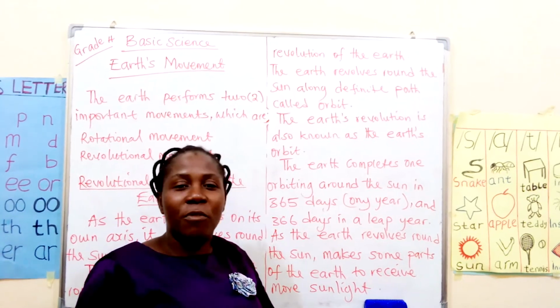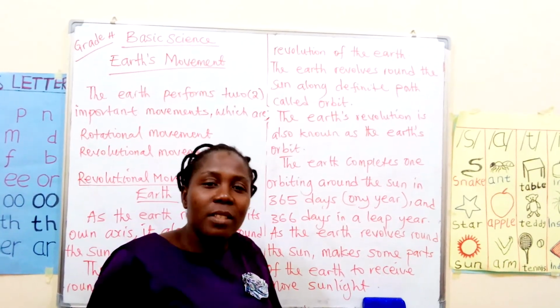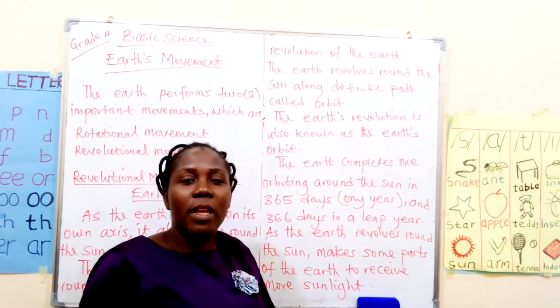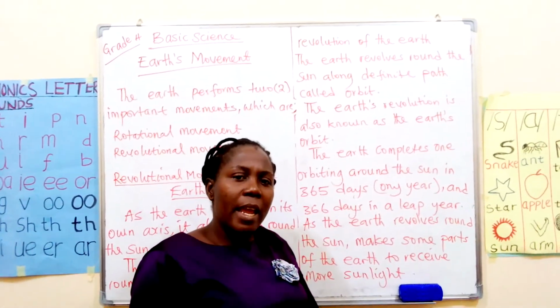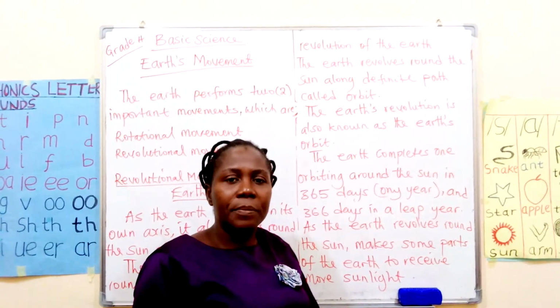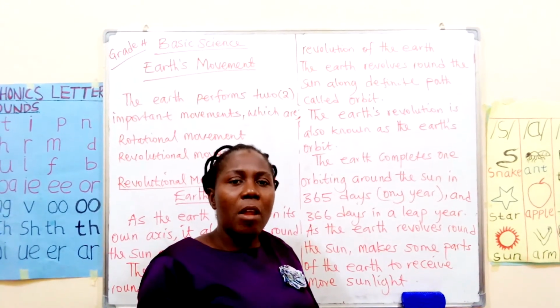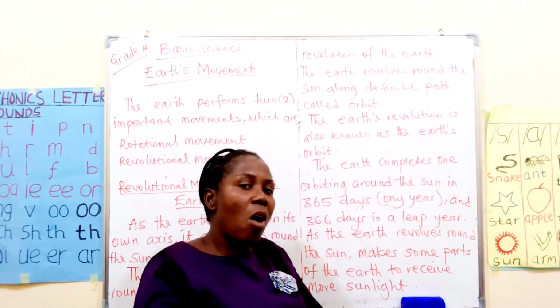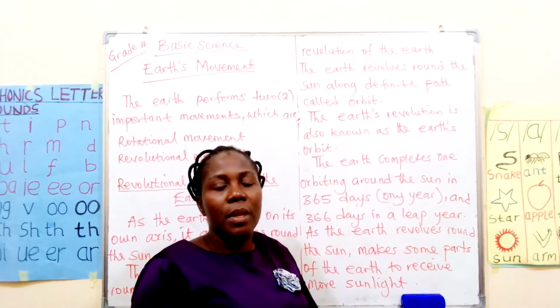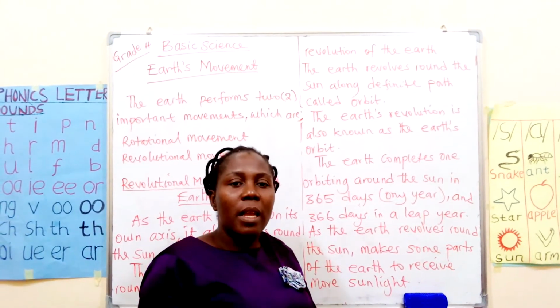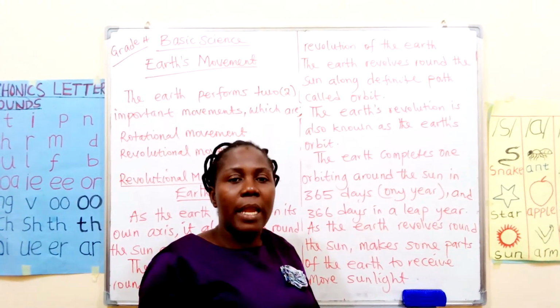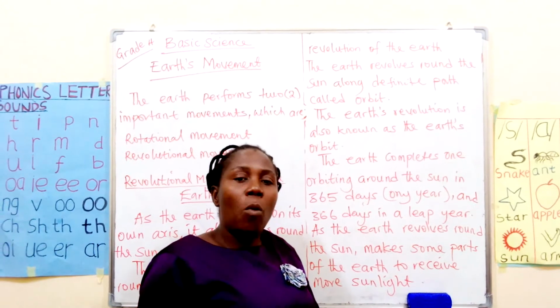Now the effect of the revolution is what? It brings about the seasons of the year. But actually, how many seasons do we have? There are 4 seasons in a year. Now, the 4 seasons are not experienced by all parts of the earth. The 4 seasons are the summer, the winter, the autumn, and the spring. Now, what happens is this.